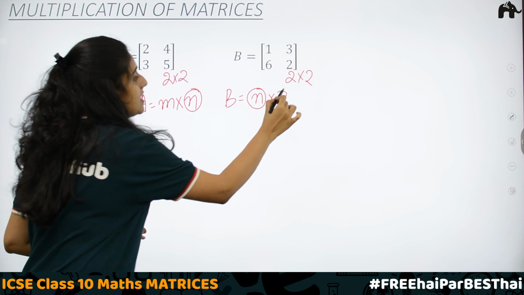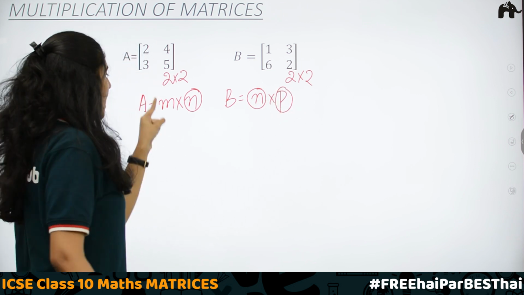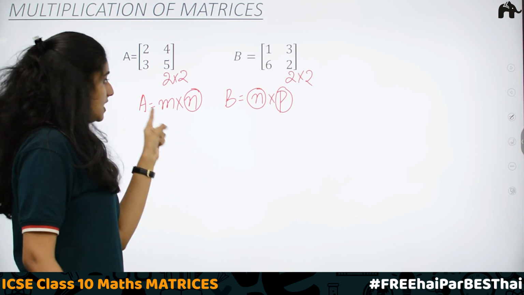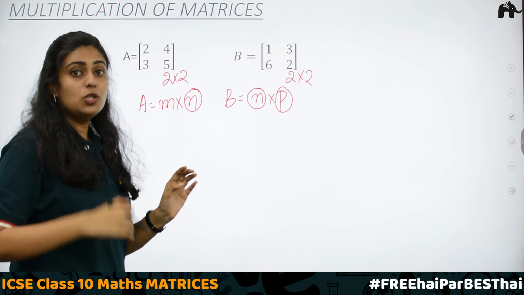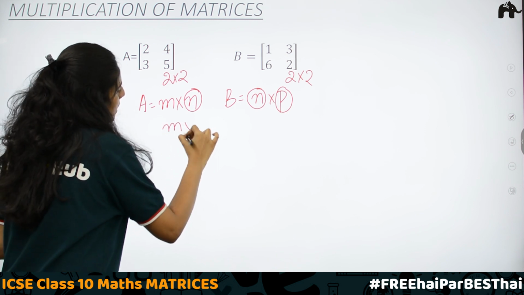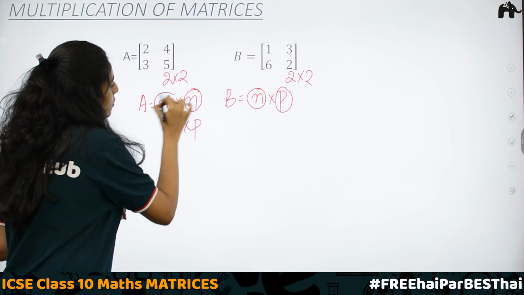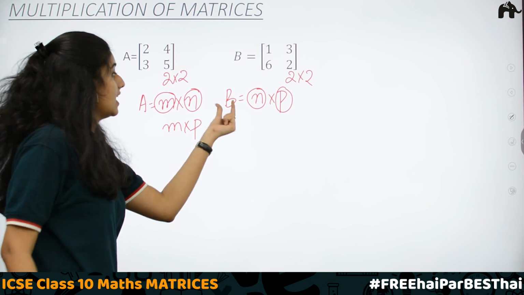That's why we have represented the same variable for the columns and rows. P is used to represent the number of columns in the second matrix. M represents the number of rows in the first matrix. In that case, when you perform the matrix multiplication, you will get a new matrix of order m by p. That is the number of rows in the first matrix and the number of columns of the second matrix.